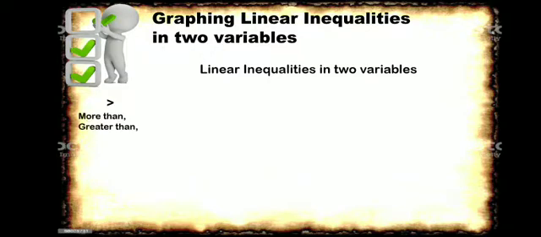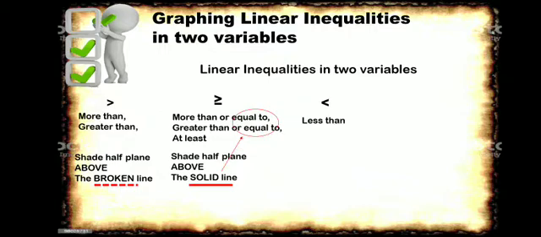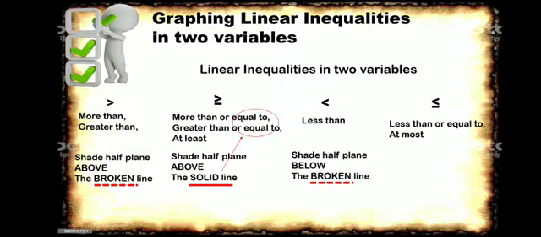So we have more than or greater than, at ang shade natin diyan ay above the broken line. Kapag naman ganito, ang tawag diyan ay greater than or equal to, or at least, and then we're going to shade above the solid line. Kapag naman ganito ang ating ginamit, less than, so we're going to shade below the broken line. Kapag naman sinabi natin less than or equal to, or at most, sa ibang word, we're going to shade below the solid line. So, ang mga may solid lang diyan, yung may mga salitang equal to.